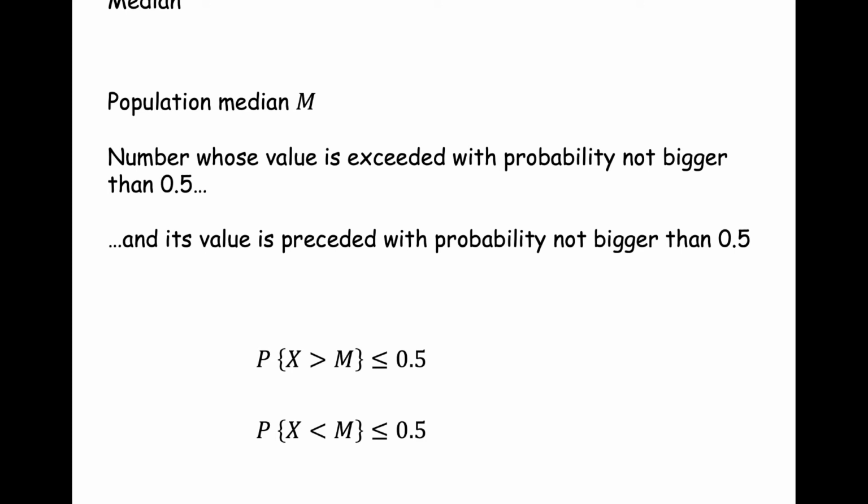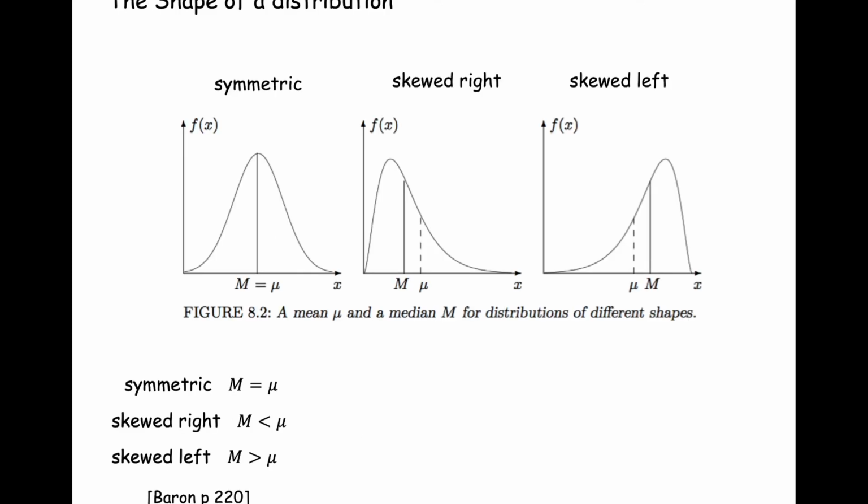And so that means that M is that point for which there's no greater than a 50% chance a value is going to be bigger, and no greater than a 50% chance any value is going to be smaller. So that's the population median. Now, we can use the relationship between the mean and the median to characterize the shape of a distribution.